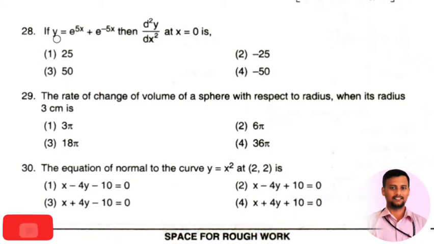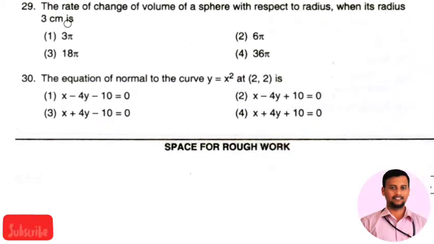The next question is: if y = e^(5x) + e^(-5x), then d²y/dx² at x = 0 is? The right answer is option 3, that is 50. That is, d²y/dx² will be 50 at x = 0. The next question is: the rate of change of the volume of a sphere with respect to radius when its radius is 3 centimeters. The right answer is option 4, that is 36π. So that much change in the volume of a sphere is observed.